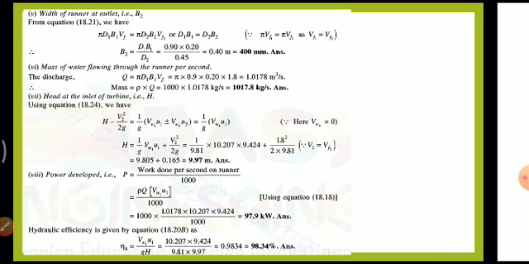Next we will be calculating the width of the runner. We know the equation Q is equal to pi d1 b1 Vf1, which is the same as pi d2 b2 Vf2. Comparing these and cancelling the common term, we can write d1 b1 is equal to d2 b2. We know the value of d1, d2 and b1, so we can calculate the value of b2. The next thing is the mass of water flowing through the runner. I have mentioned that mass is equal to discharge into density. We know the discharge by using the equation pi d1 b1 Vf1. Calculate the discharge and multiply it with the density of water, and you will get the mass of liquid flowing.